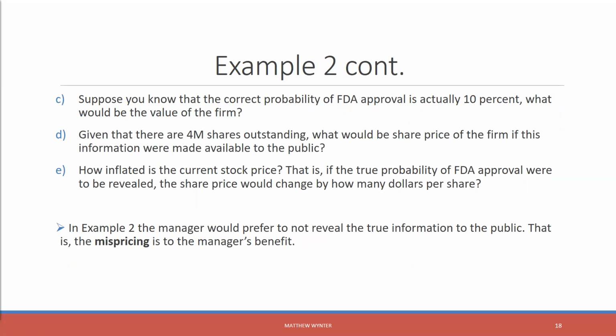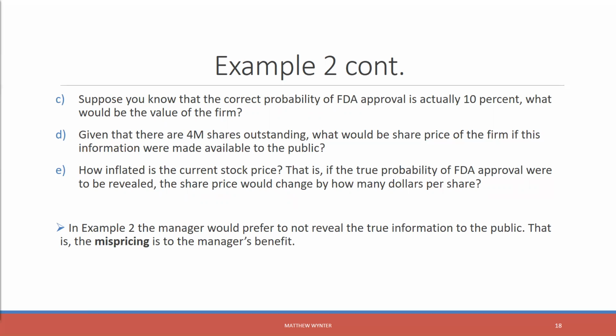Okay. Part C. Suppose you know that the correct probability of FDA approval is actually 10%. What would be the value of the firm? Part D. Given that there are 4 million shares outstanding, what would be the share price of the firm if this information were made available to the public?